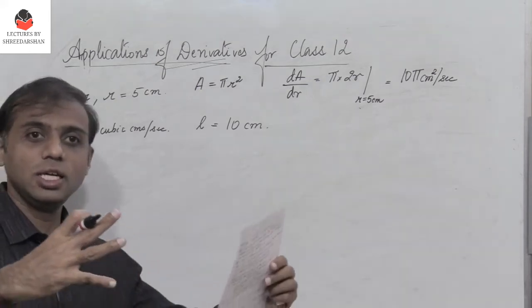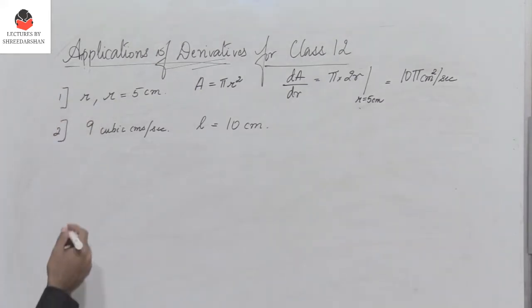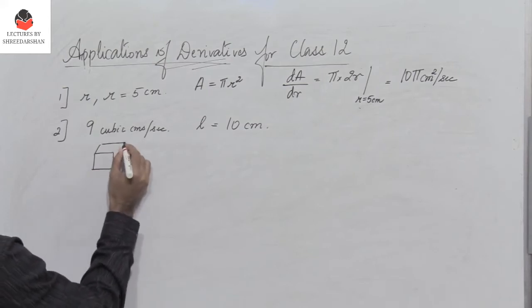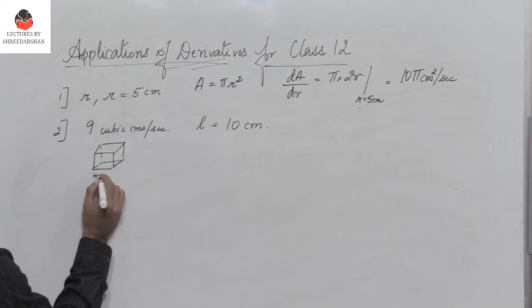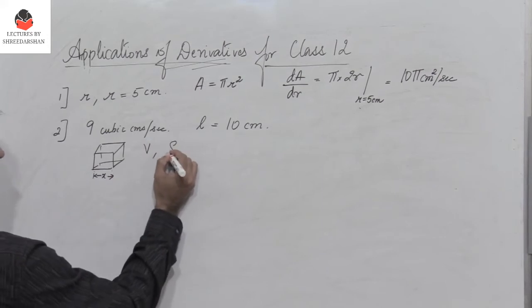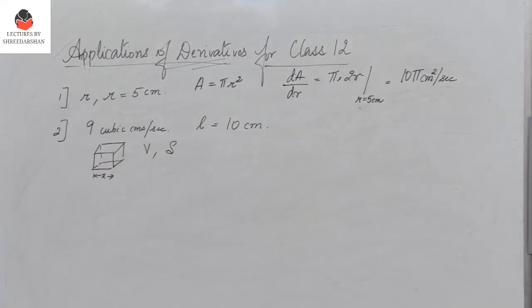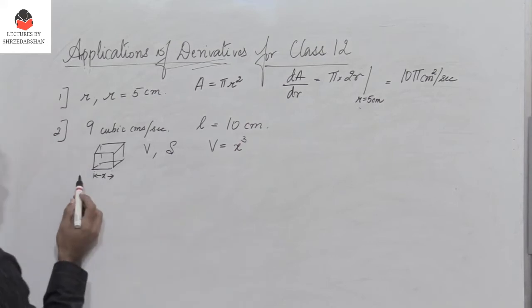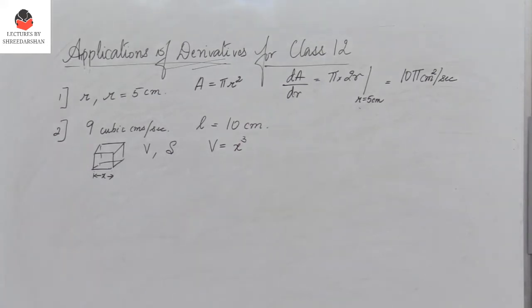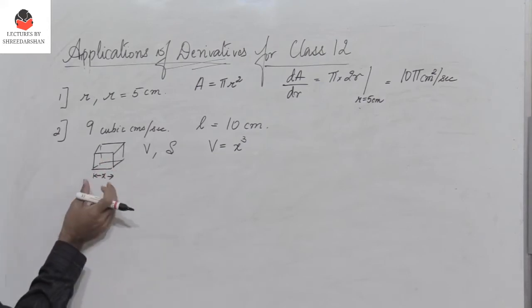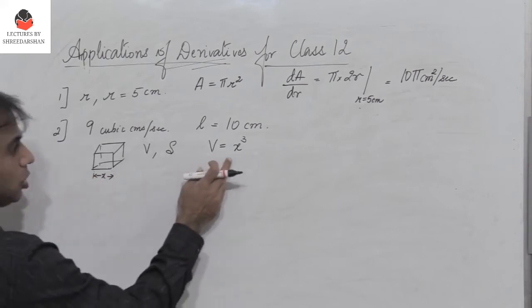So the cube is actually increasing here. Let the side of the cube be x, and let V be the volume of the cube and S be the surface area. So what is being given here? Of course we know the volume is x cubed, because in a cube all the sides are equal, so we have assumed that the side of a given cube is x, so volume is x cubed.